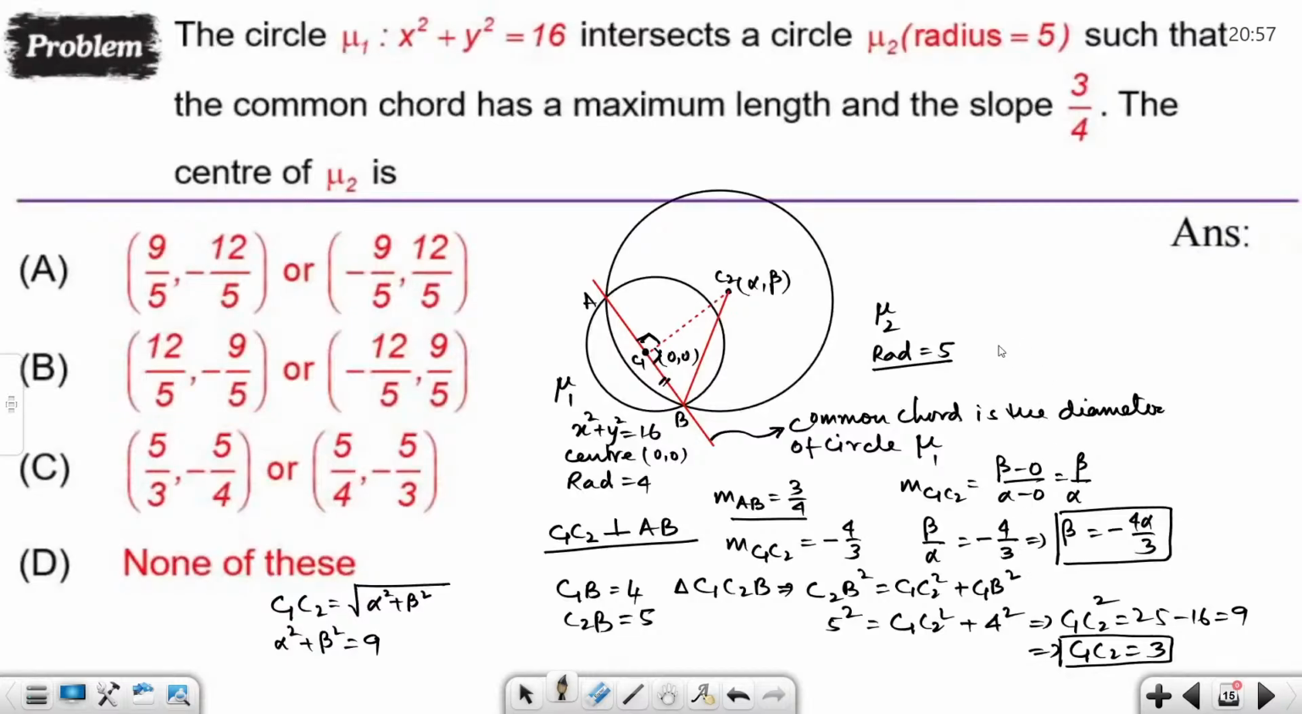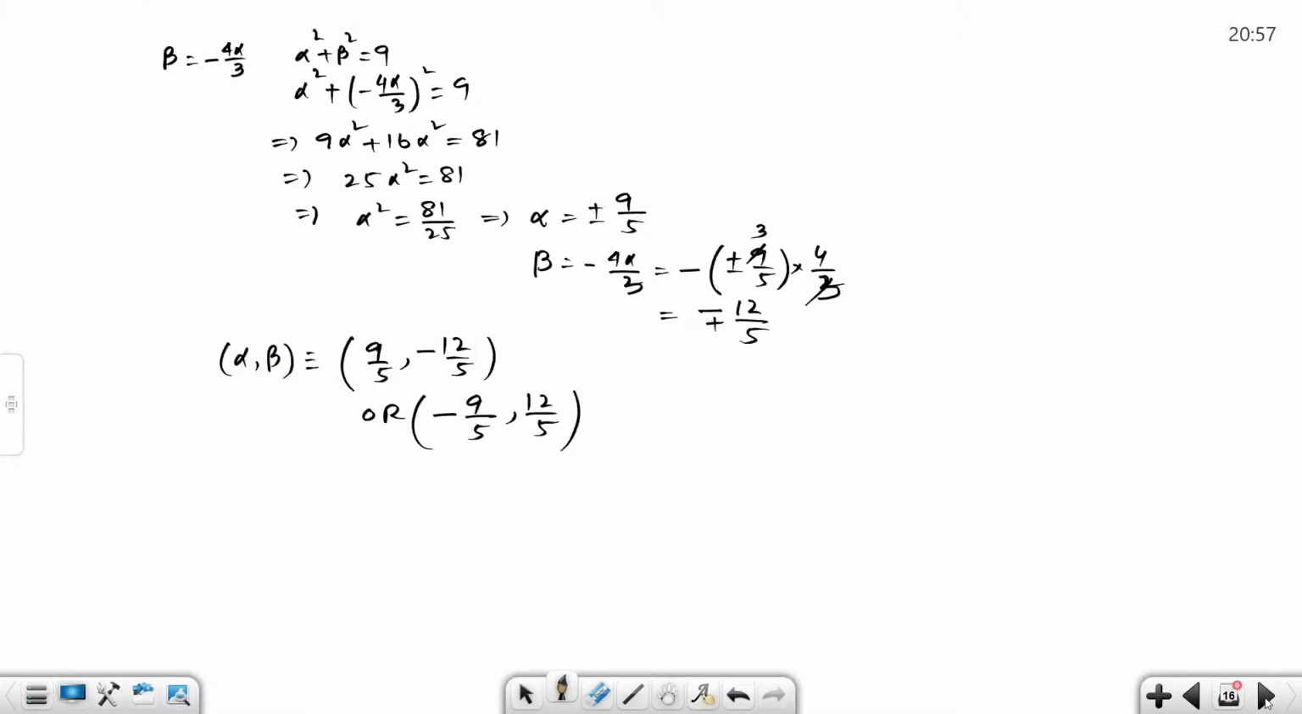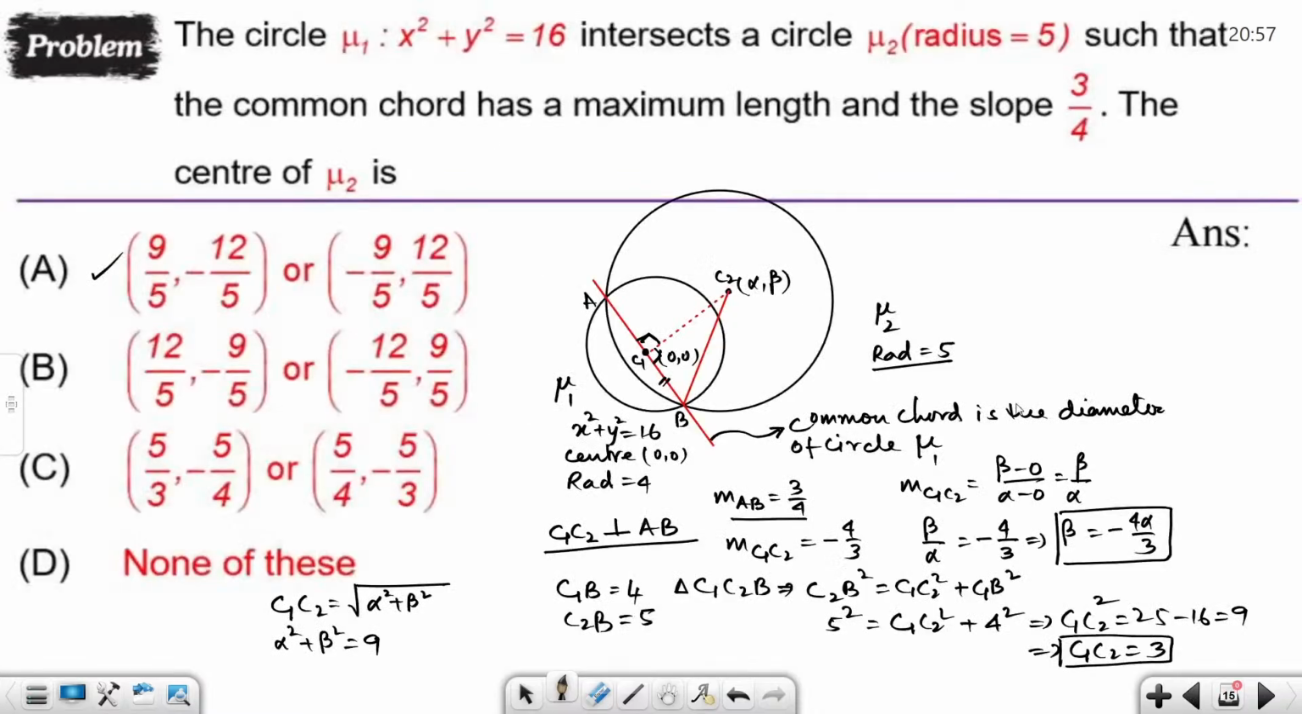Therefore, our answer is A, right? 9 over 5, minus 12 over 5 and minus 9 over 5, 12 over 5, right? Hence, option A is correct for this sum.